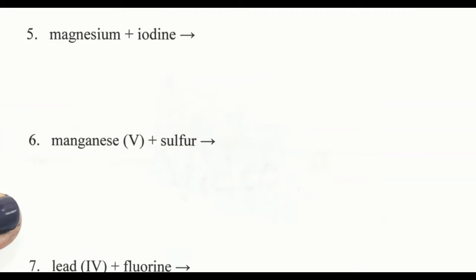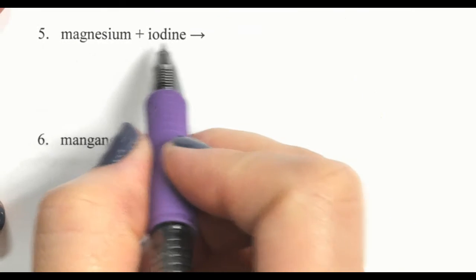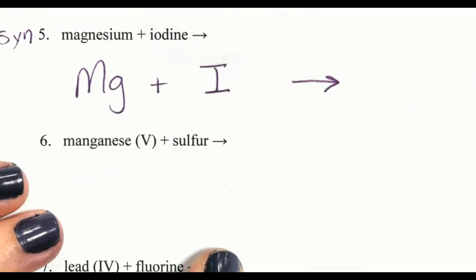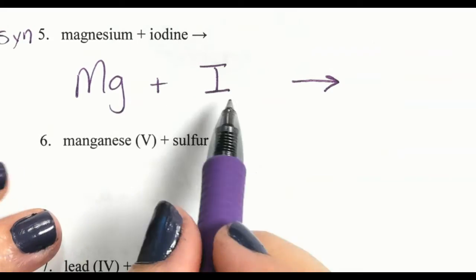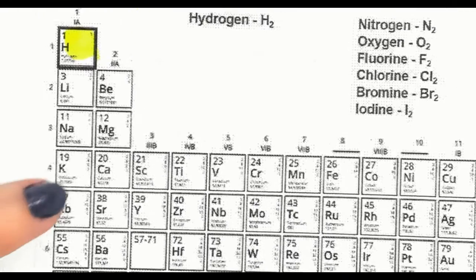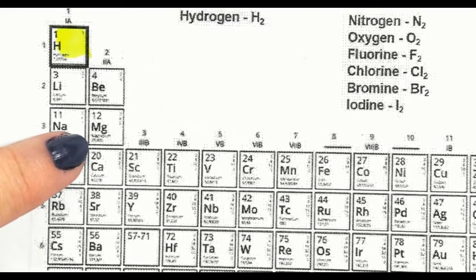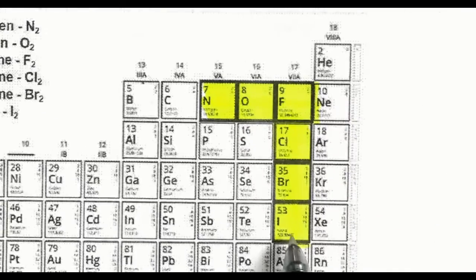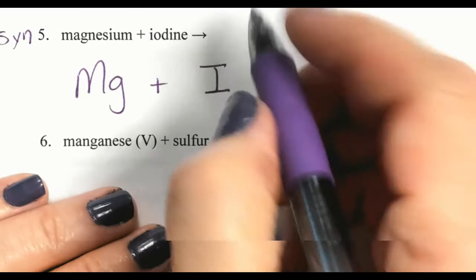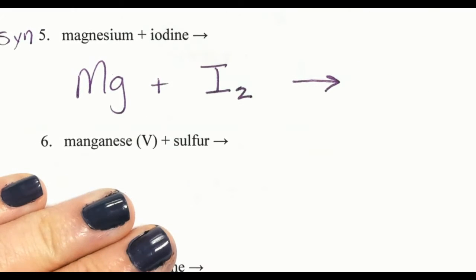Okay, number 5, we have magnesium and iodine. So since it's an element plus an element, again, we have a synthesis. Mg for magnesium plus I for iodine yields. Now, let's go see, are these diatomics? And I went ahead and highlighted the diatomics this time. So here you'll see magnesium is not a diatomic, but iodine is one of my diatomics. So I need a subscript of 2 next to the iodine.